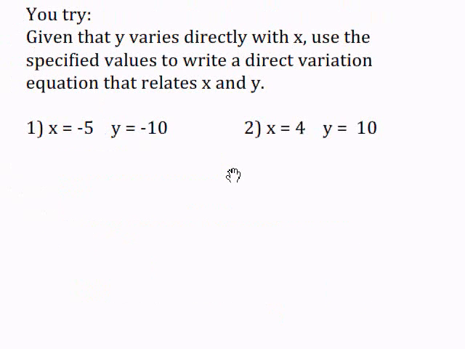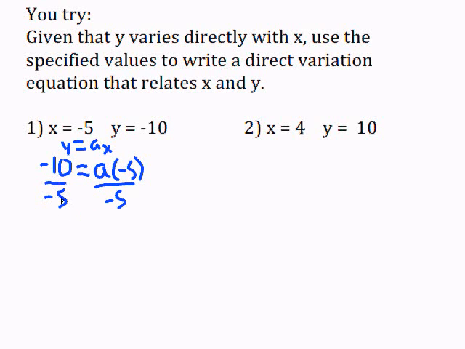Here's a couple problems for you to try on your own. Please pause the video, work them out, and press play when you're ready to see the answer. For the first one, you substitute the -10 in for the y. In our equation, y is equal to ax. -10 is equal to a times -5. We divide both sides by -5. -10 over -5 is a +2, so a is equal to 2, which means your final equation is y equals 2x.